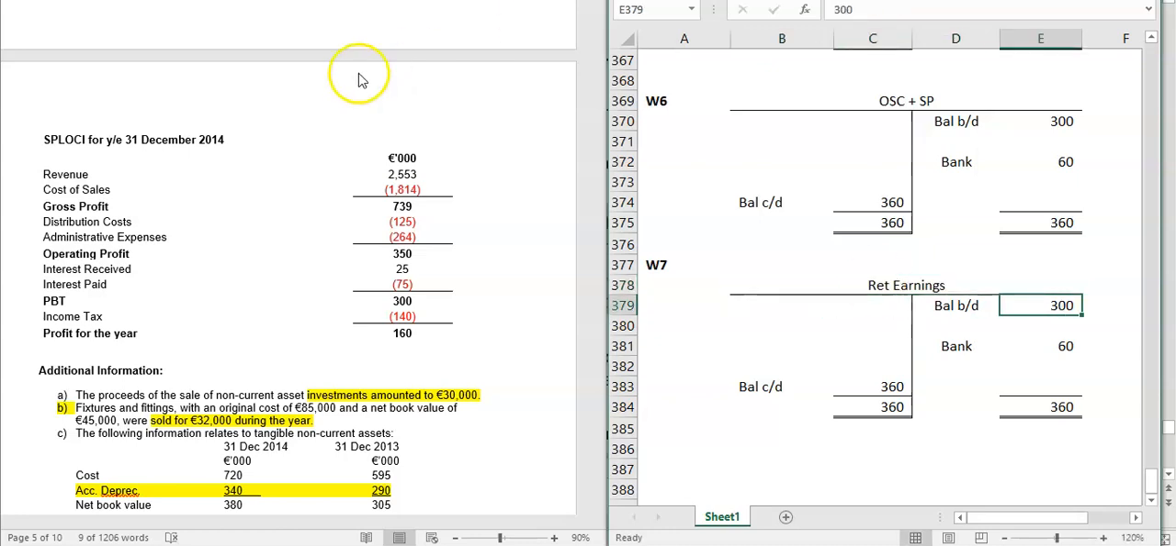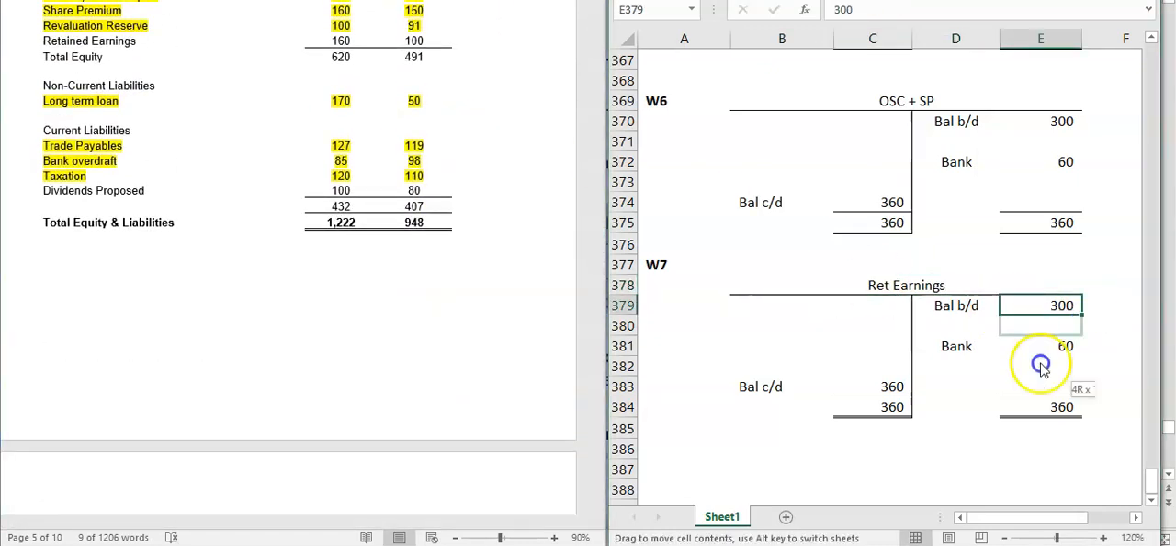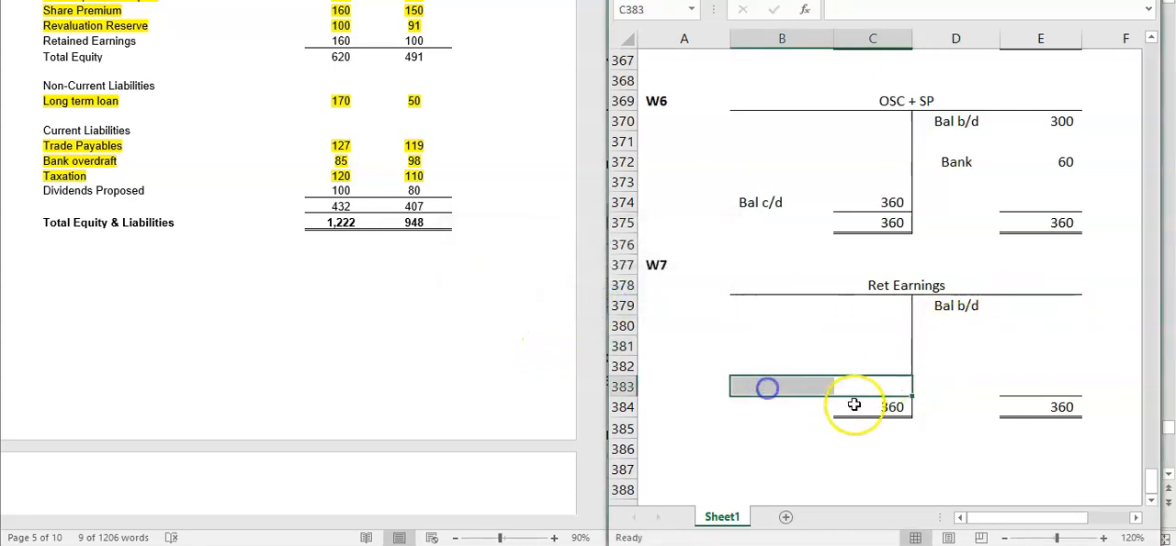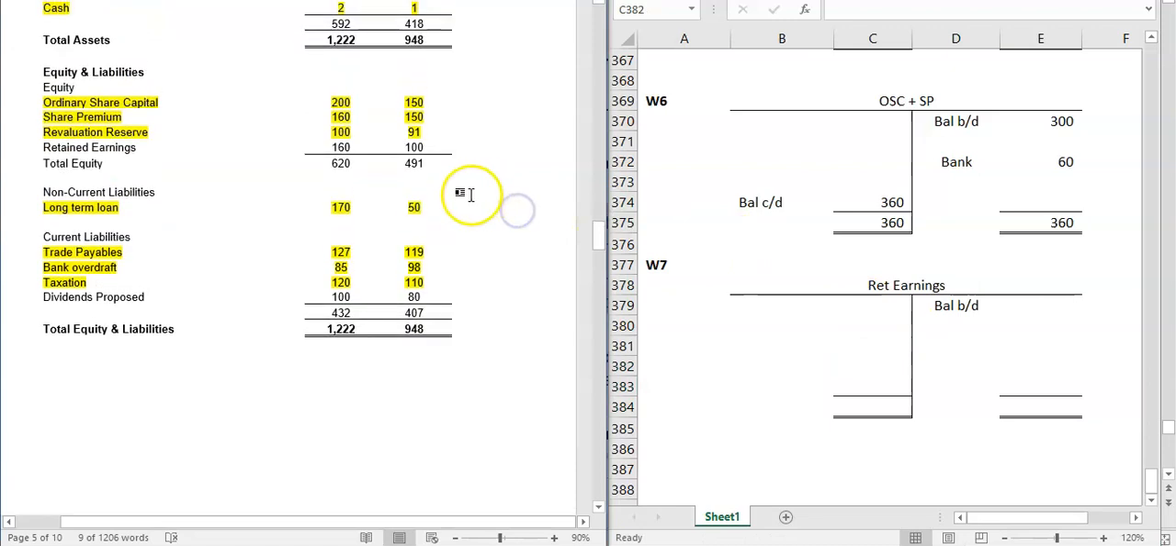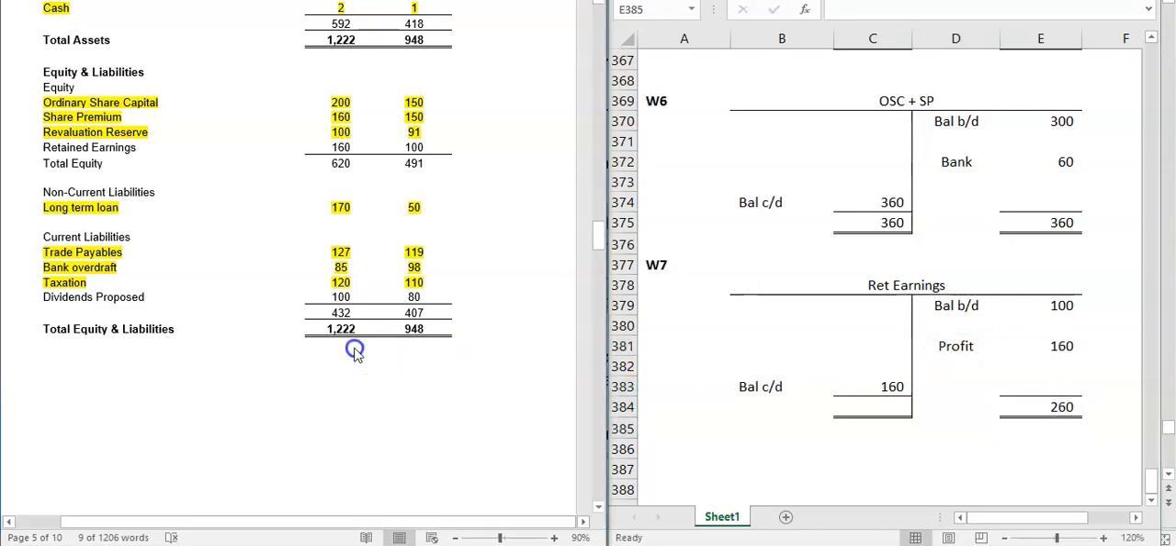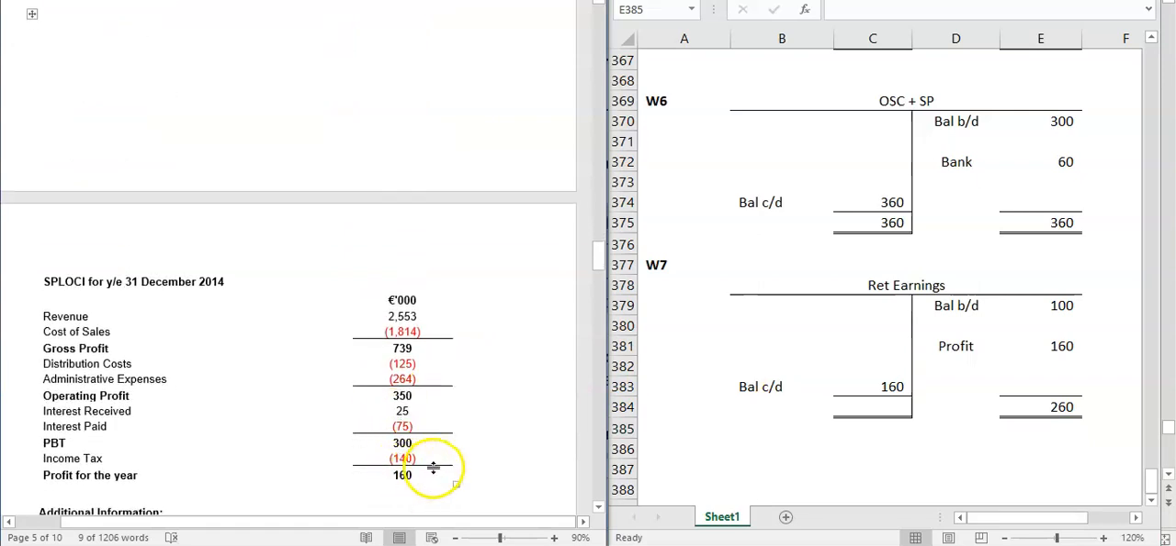So retained earnings, here are the opening balance and retained earnings. The opening balance in retained earnings was 100. The closing balance, the balance carried down, 160. So we need to explain how the retained earnings go from 100,000 to 160. Two reasons. Profit for the year, which was 160 itself, which is given in the question, profit after tax.